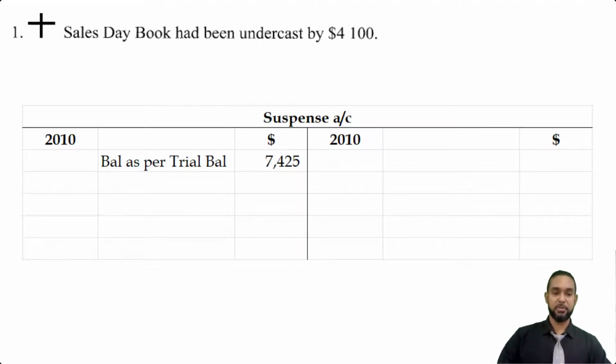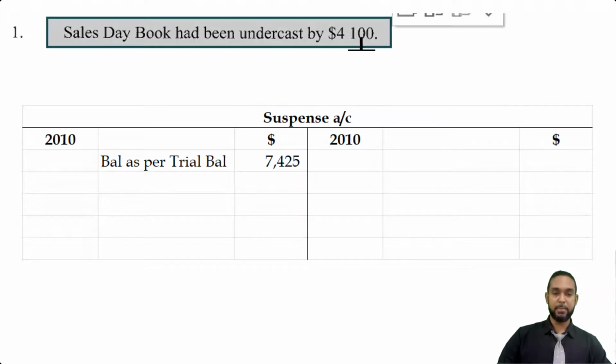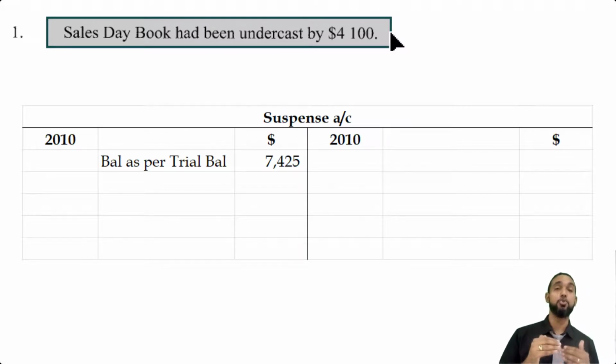Okay, back to the first error. So the sales day book had been undercast by 4,100. If something is undercast, that means the balance is too low. If it's too low, that means to fix it, we have to increase it. Now, the sales day book records only credit sales, but that total is transferred to the sales account. So it means we didn't transfer enough. We transferred a figure that was too low to the sales account. So the sales account is undercast or too low.